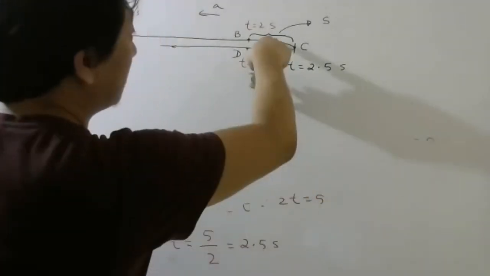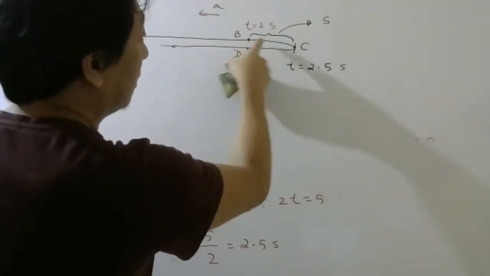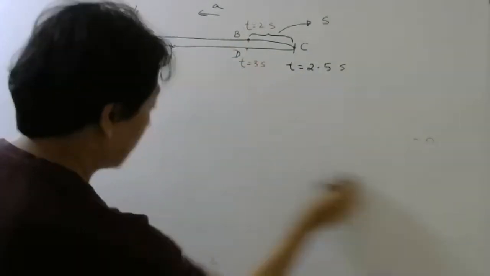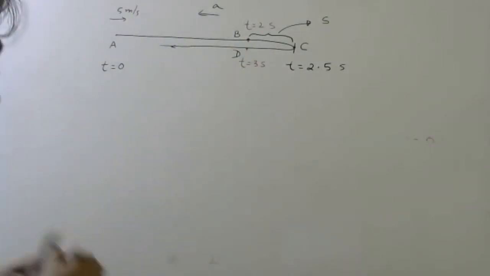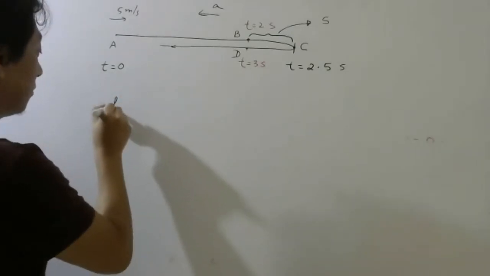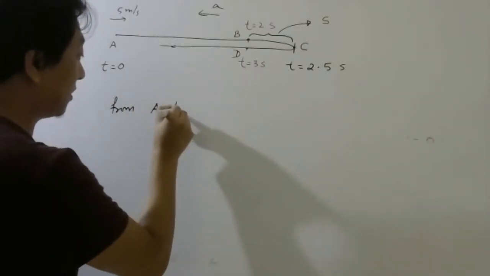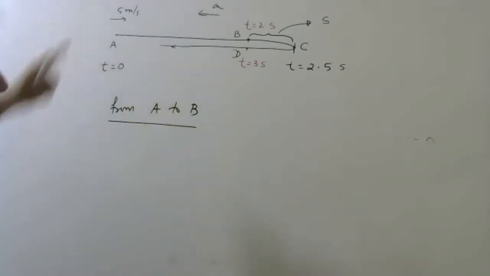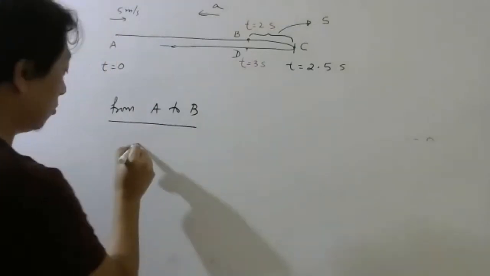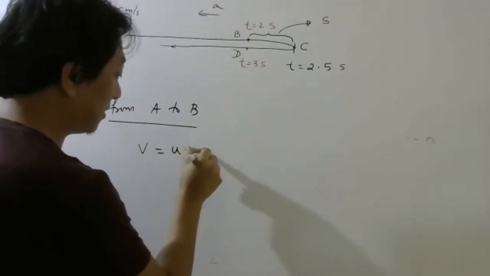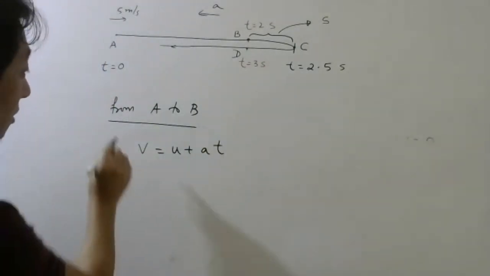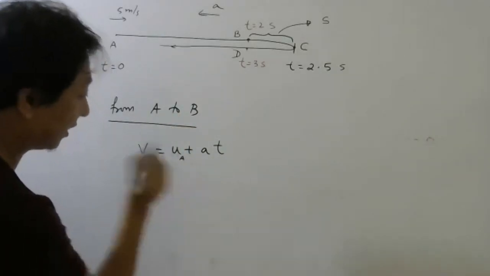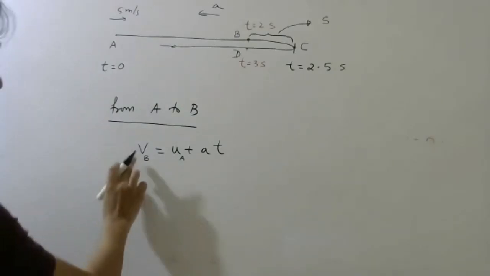Then to find this distance from here to here, I need to know velocity here. So I will use my kinematic equation from A to B first, because I know velocity here, remember. So from A to B, let me use the formula V equal to U plus AT. Which is the final point? B. So this is velocity at B. This is velocity at A. Understood?